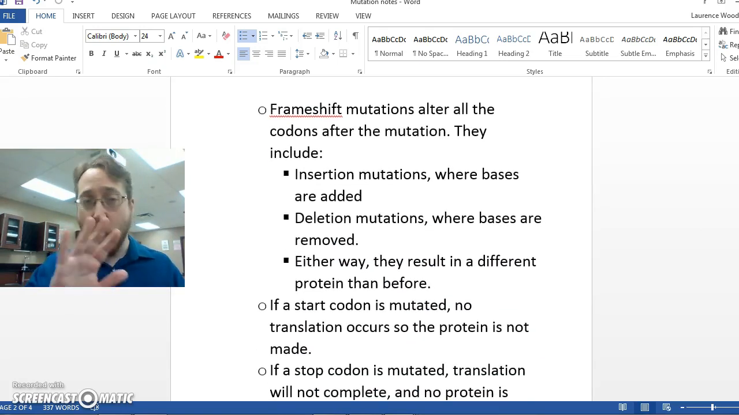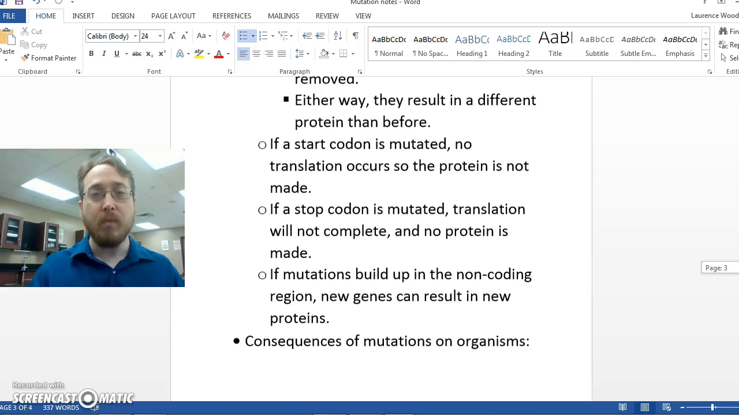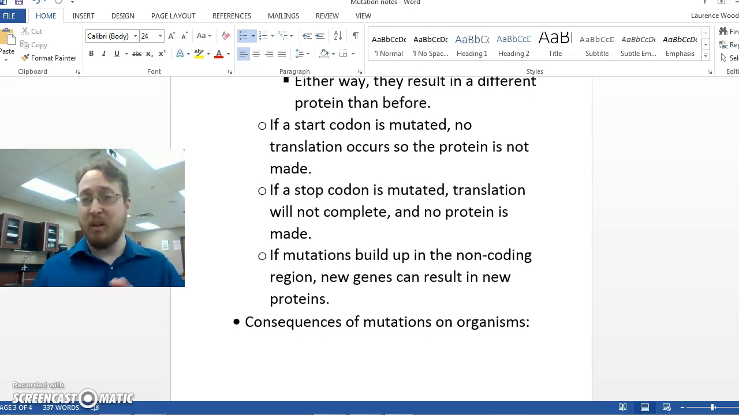Frameshift mutations alter all of the codons after the mutation, and these include insertion mutations, where bases are added to the gene and change a bunch of codons, deletion mutations, where bases are removed from the gene, changing a bunch of codons. But either way, they both result in a different protein than before. If a start codon is mutated, then translation does not occur, so the protein is not made. If a stop codon is mutated, translation will not be completed and no protein will be made. And then if mutations build up in the non-coding region, new genes can result in new proteins.